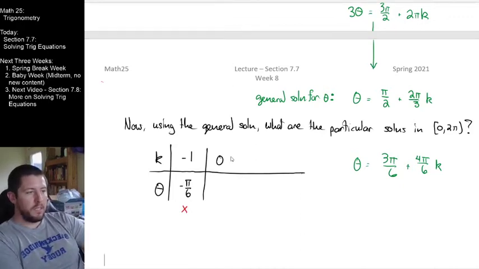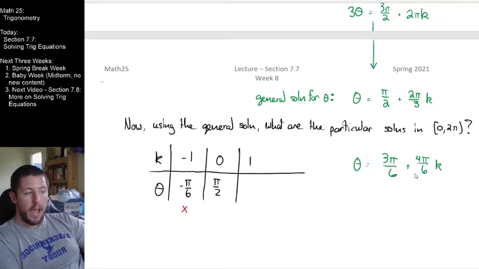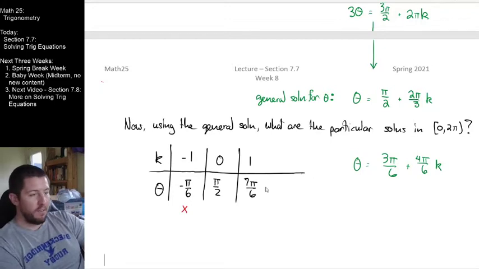If I pick k equal to 0, well, k equal to 0 is easy. We're just going to get pi halves. That is in our interval of interest. I'm good with that one. What if k is 1? Well, if k is 1, when I add these two fractions, 3 pi sixths plus 1 copy of 4 pi sixths is going to give me 7 pi sixths. 7 pi over 6 is more than 0 and less than 2 pi. 2 pi would be like 12 pi sixths. So I'm still good. I'm still in our interval right here.